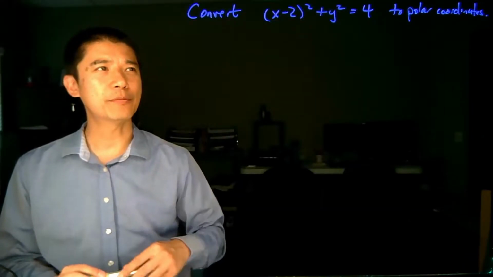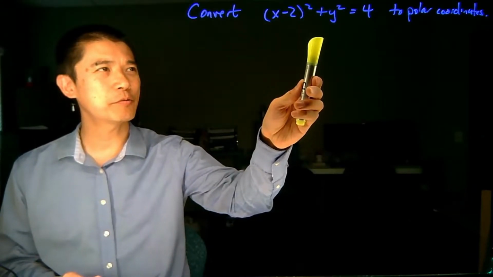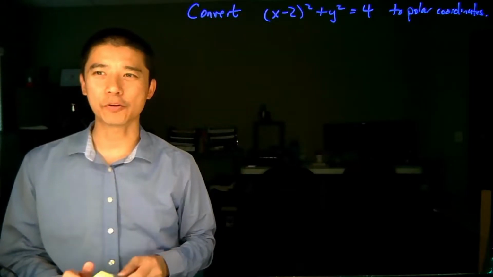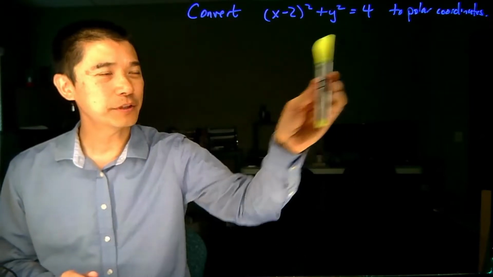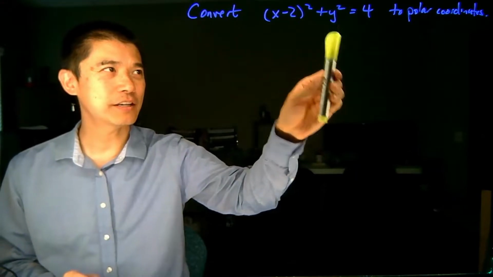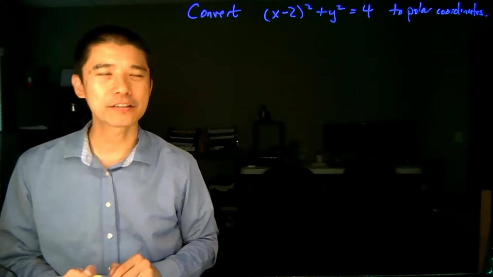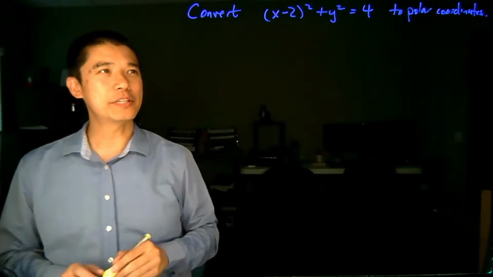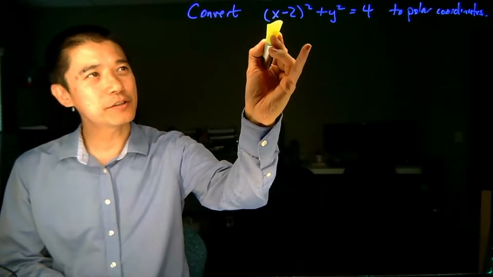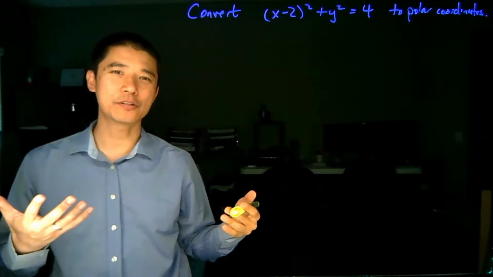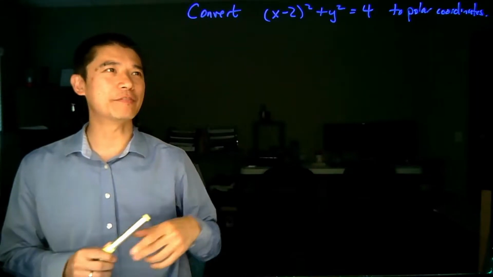So here's an example. Convert (x minus 2) quantity squared plus y squared equals 4 to polar coordinates. So we have a formula in Cartesian coordinates. We have x's and y's, and our goal is to turn it into r's and thetas. So when you have one of these, typically you just look for the x's and y's and you make the substitution, and then you do some algebra to see how it simplifies. So let's take a look.